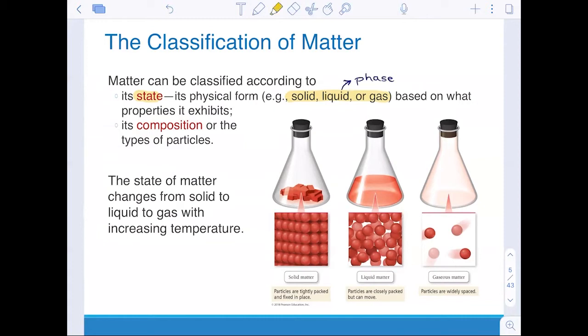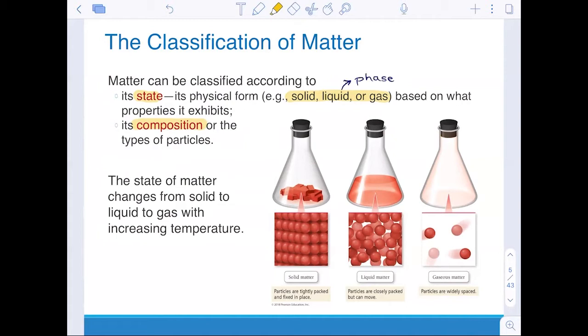Composition. Now, a composition is going to be very specific. It's going to be the type of particles we see. Mainly with composition, we're going to be seeing, is it pure or is it a mixture? And then we can classify a little bit more with that.